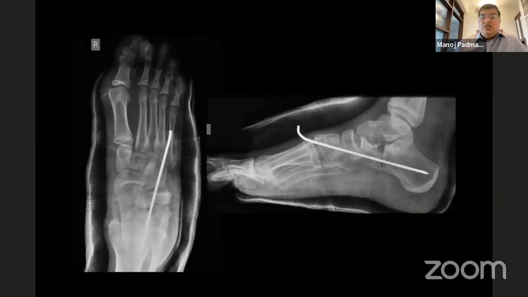So this is what you would see. You have a wedge, which has been stabilized with a K-wire. You can see the osteotomy between the anterior and the middle facet of the calcaneum. You can see the restoration. This is the same case which showed the restoration of the arch as the foot is swung down and in.